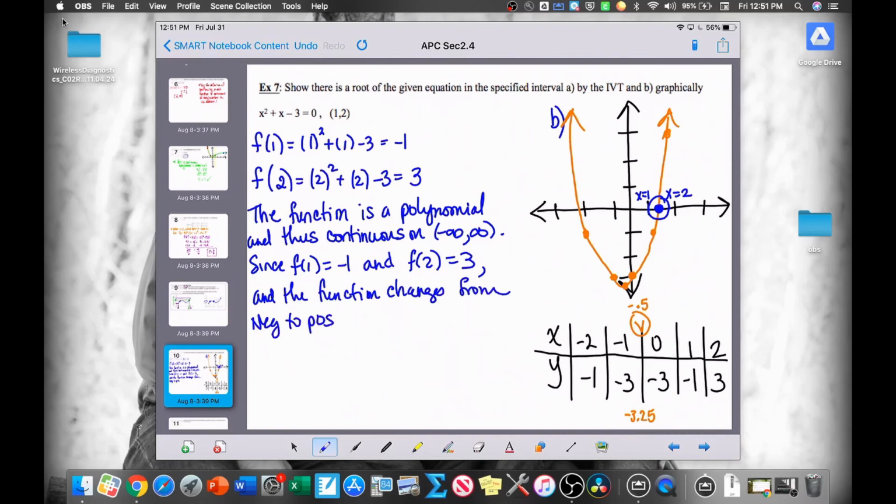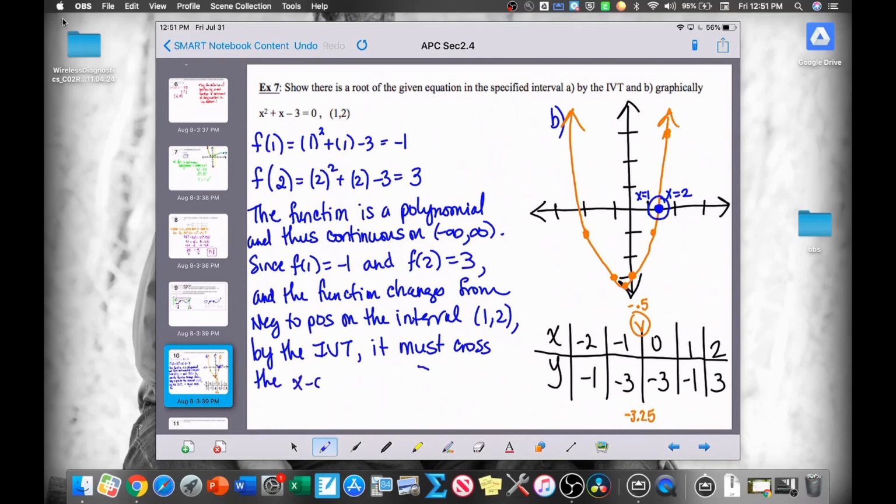When x is 1, we get negative 1, so it's negative. When x is 2, we get positive 3, so it's positive. So when the function changes from negative to positive on the interval 1 to 2, by the intermediate value theorem, it must cross the x-axis and therefore have a root in the interval 1 to 2. Okay, so this is our part A right here.